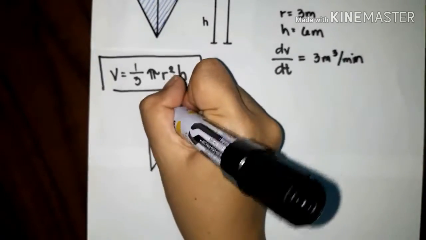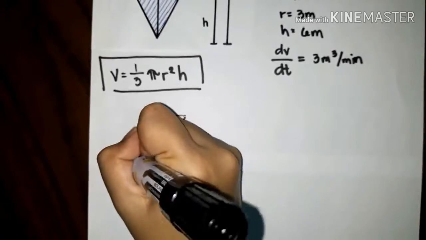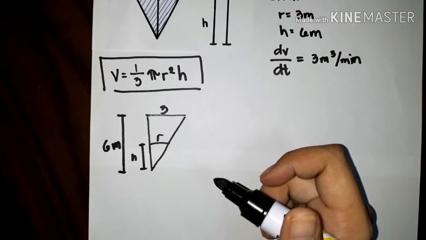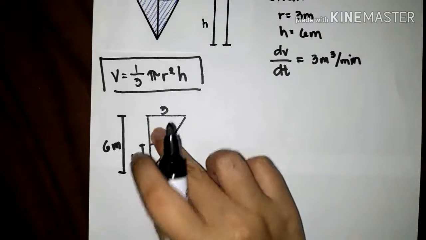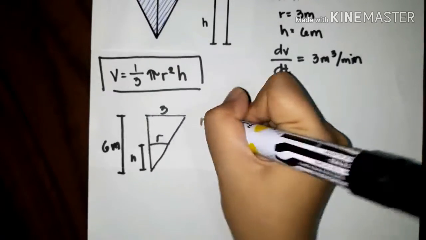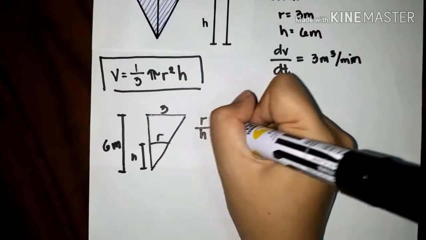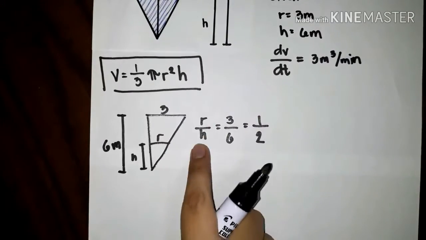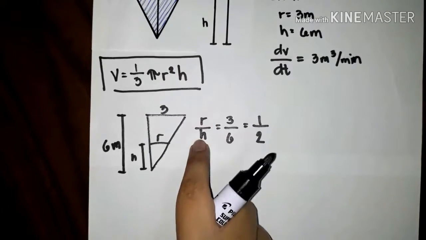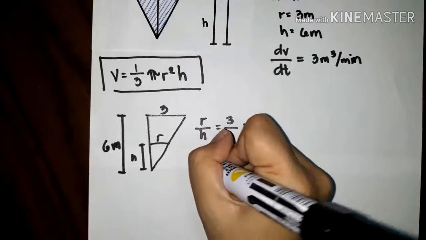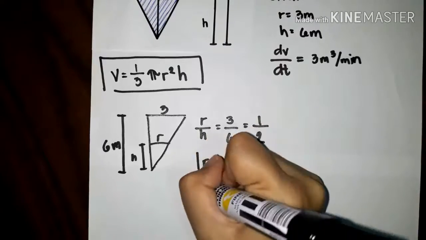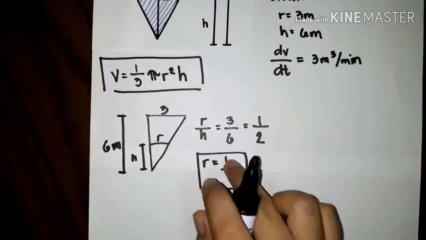This is the r, 3, and this is h. Of course, this is 6 meters. Now, we remember that with similar triangles, we can create an expression of r over h. R over h is equal to 3 over 6, which simplifies to 1/2. Now we need to find r. R over h equals 1/2, so r is equal to h over 2.